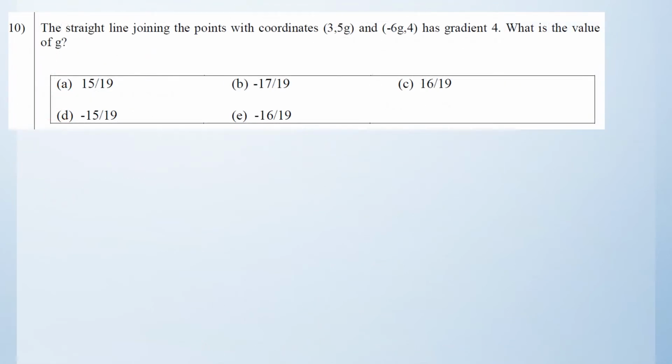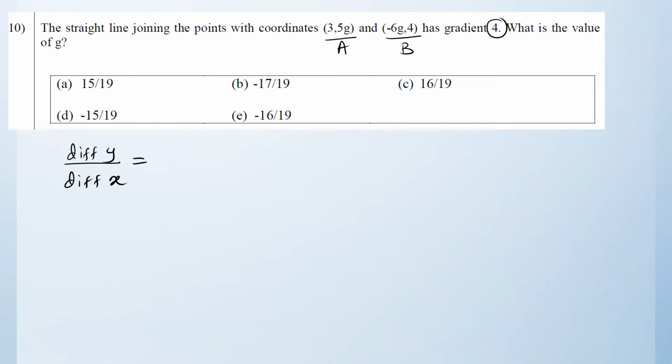Question number 10. The straight line joining the points A and B has a gradient of 4. So we can find the gradient in terms of the given coordinates for the points A and B, and by equating to 4 we can find g. The only thing is, when we are finding the gradient by using the coordinates, it is equal to y difference over x difference.